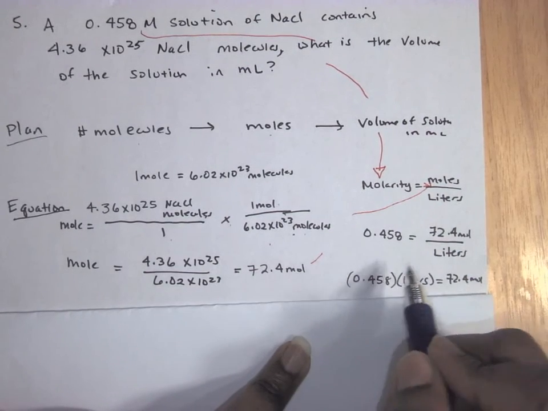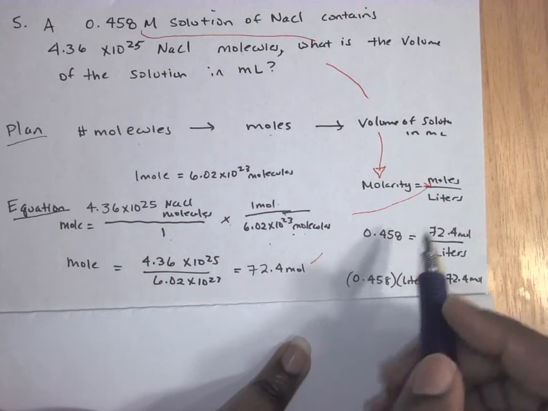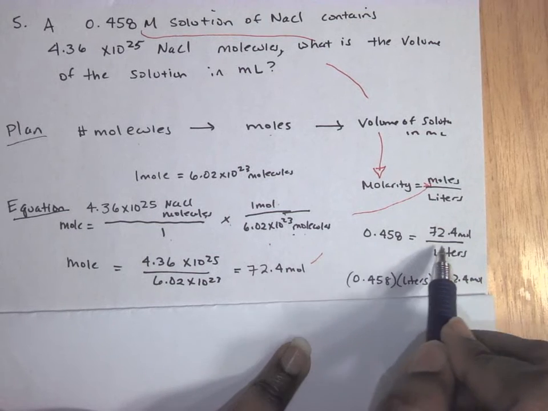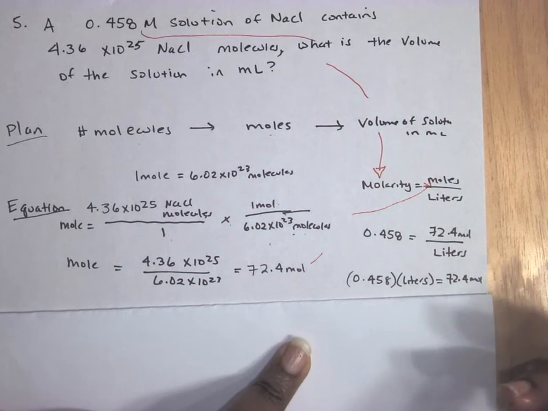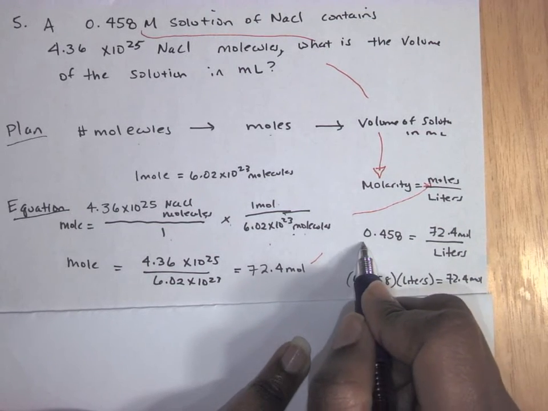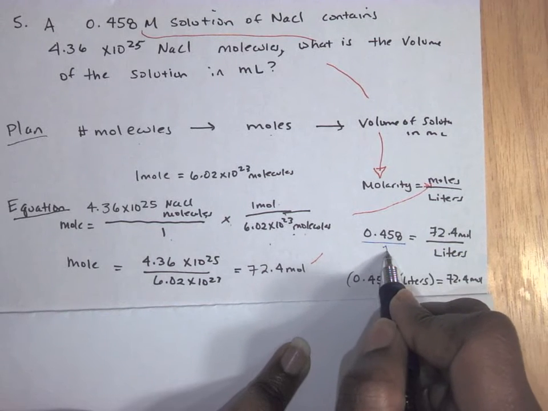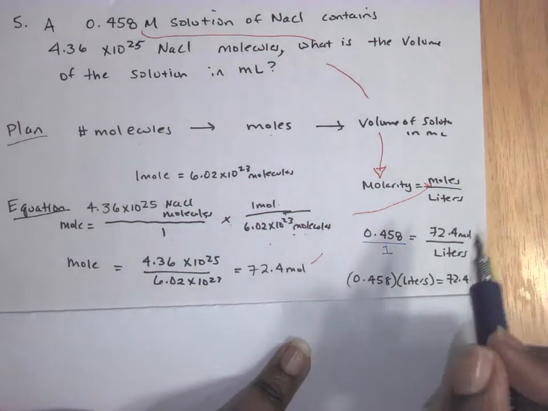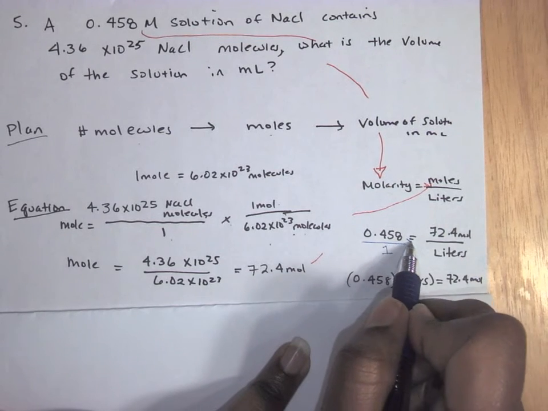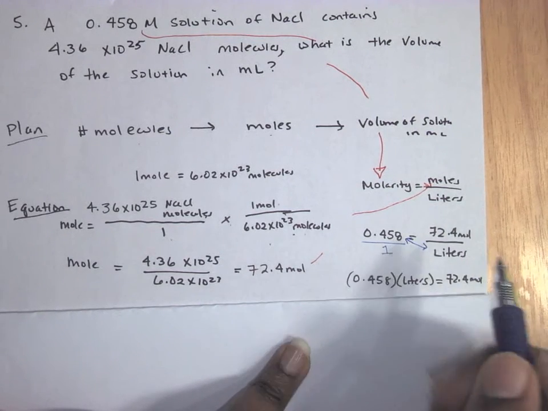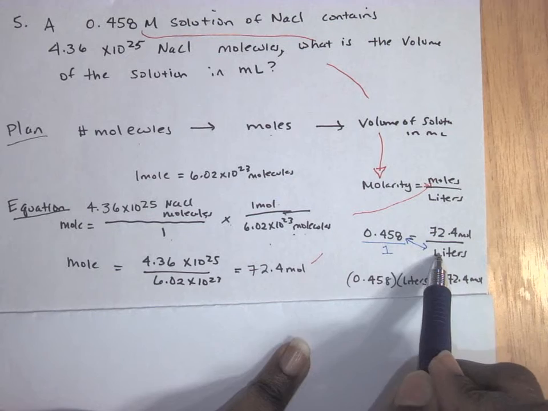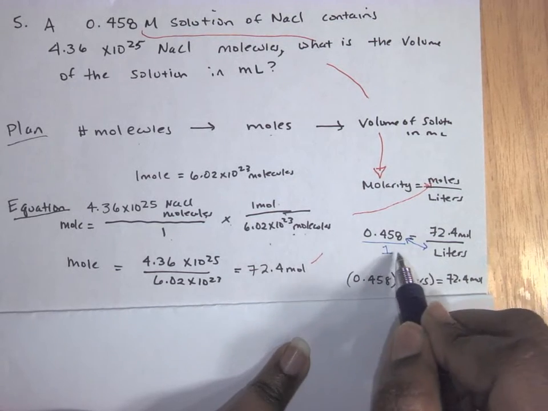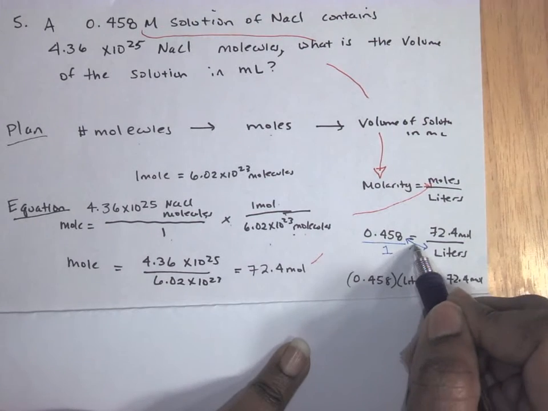So what I'm going to do now that I have that plugged in, we have a fraction next to an equal sign. So remember, that means I'm going to use cross multiplication. I take that whole number, I put it over 1 to make it a fraction. And now I'm going to cross multiply. So on one side, I'm going to have 0.458 times liters. And on the other side, I'm going to have 1 times 72.4, which is just 72.4.